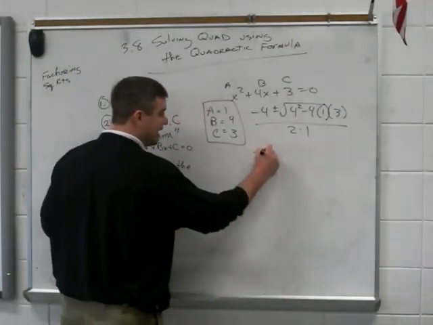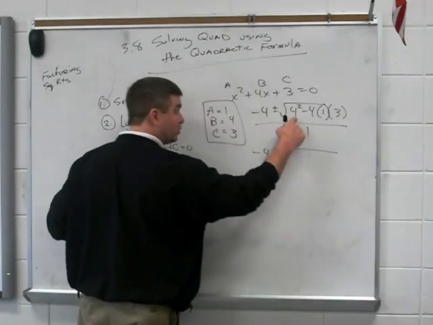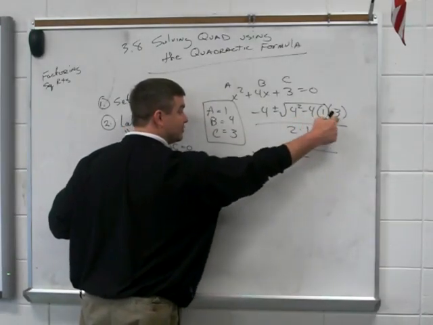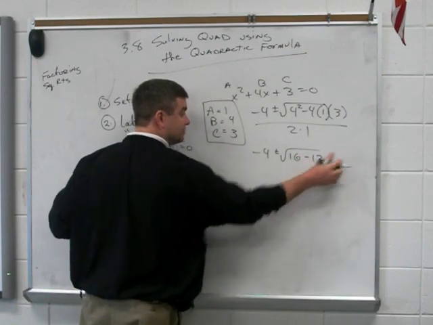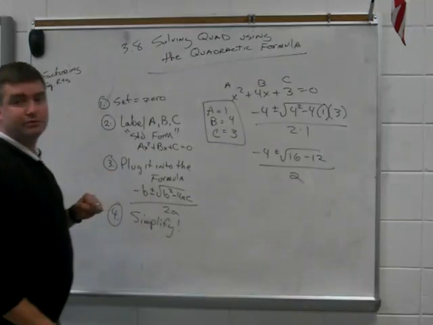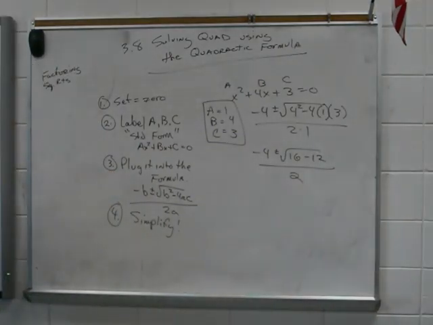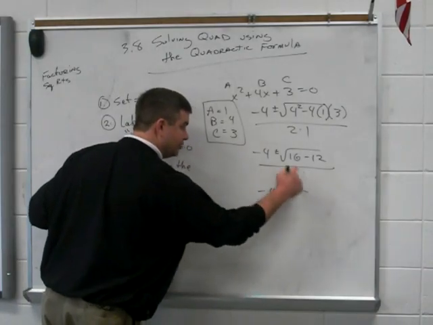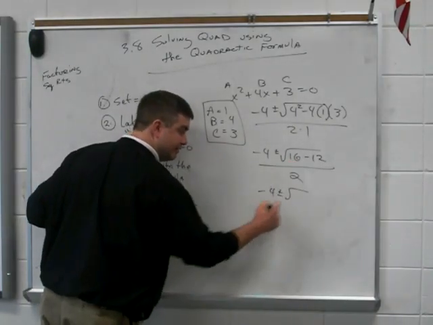Here we go. Negative 4 plus or minus, what's 4 squared? 16. What is 4 times 1 times 3? 12. So that's just 16 minus 12. 2 times 1 is 2. So I've done the first step. I'm going to write out each step on this first example. Questions? All right. Now we go negative 4 plus or minus the square root of 16 minus 12, which is 4.